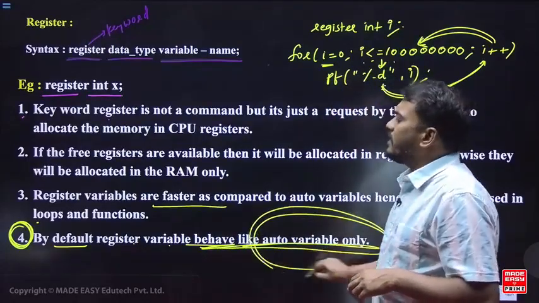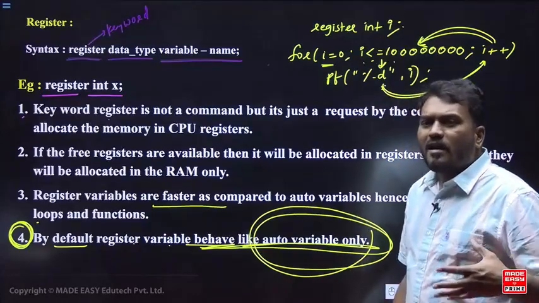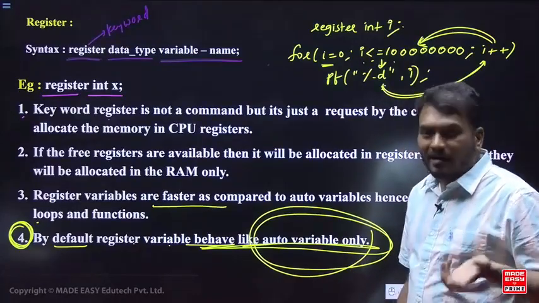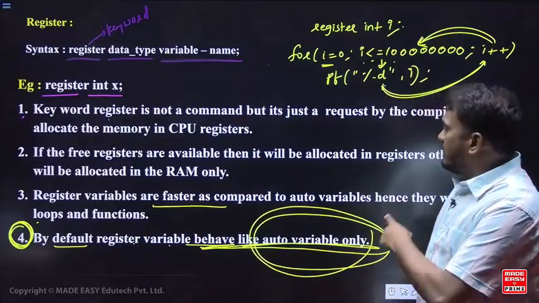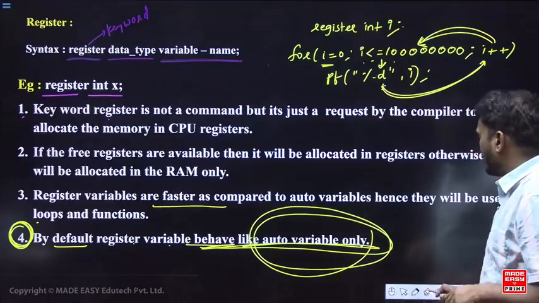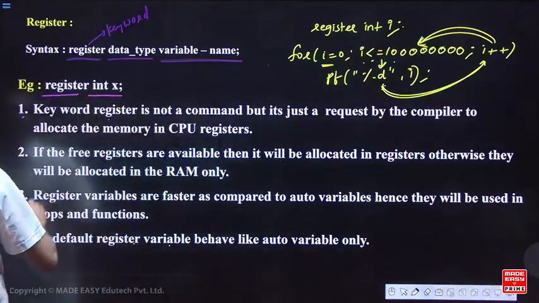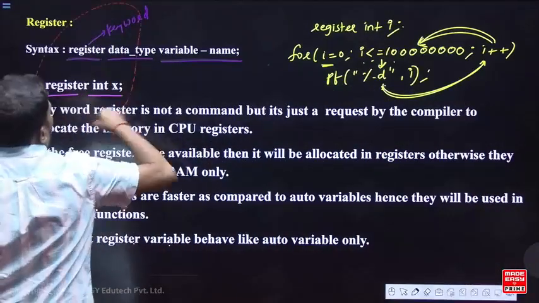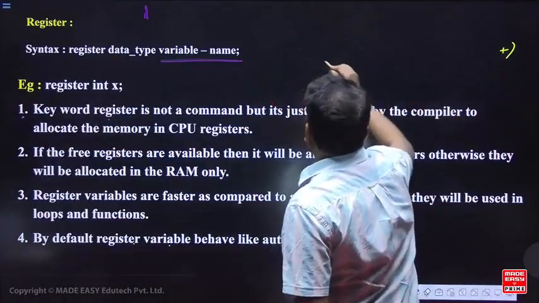But what is the only difference? Memory is allocated in the registers, and they are faster in access compared to an auto variable. Is this clear for everyone? So that's it, that is a simple one. Nothing great in the auto variables, so I'm just removing it, and the next one is important.